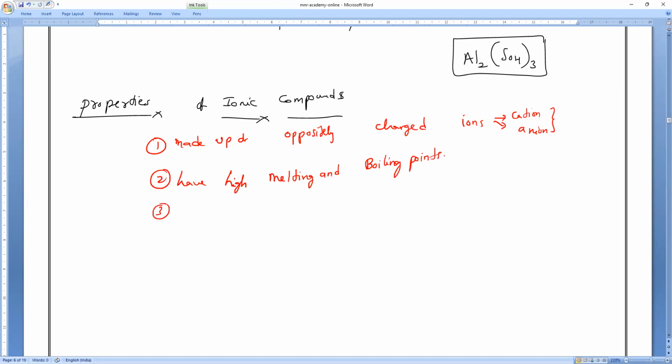Next, remember, most of the ionic compounds exist in solid state only. Exist in what state, everybody? Solid state. Clear?